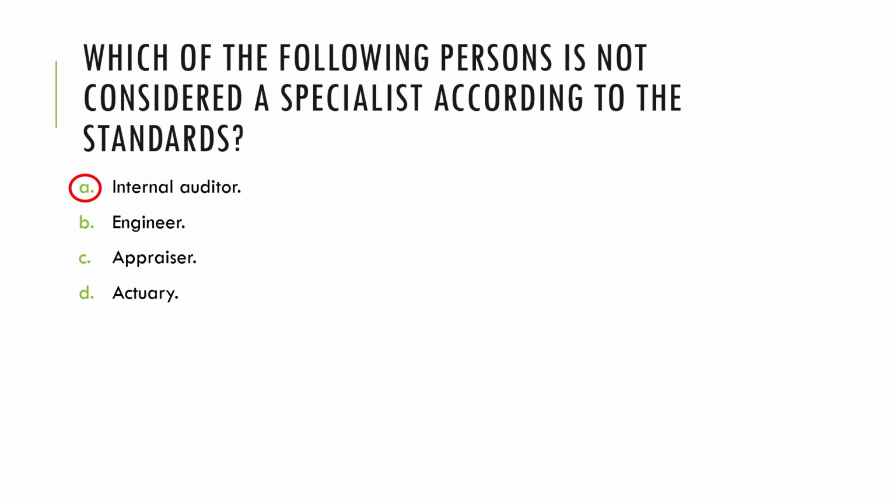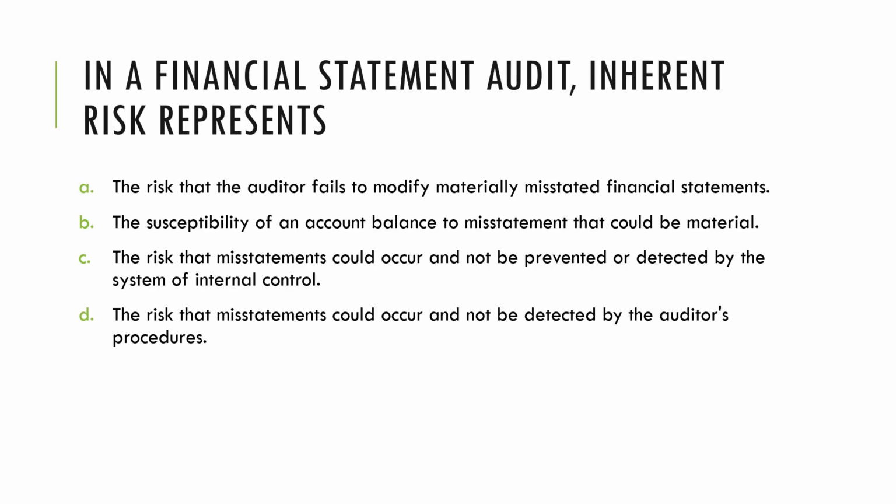Okay, so alpha. Next, in a financial statement audit, inherent risk represents, and we recall that inherent risk is the risk that is embedded in the nature of the transaction, balance, or event. It's uncontrollable by the auditor, as we're talking about the very nature of a transaction, an account, or a balance, or an event.